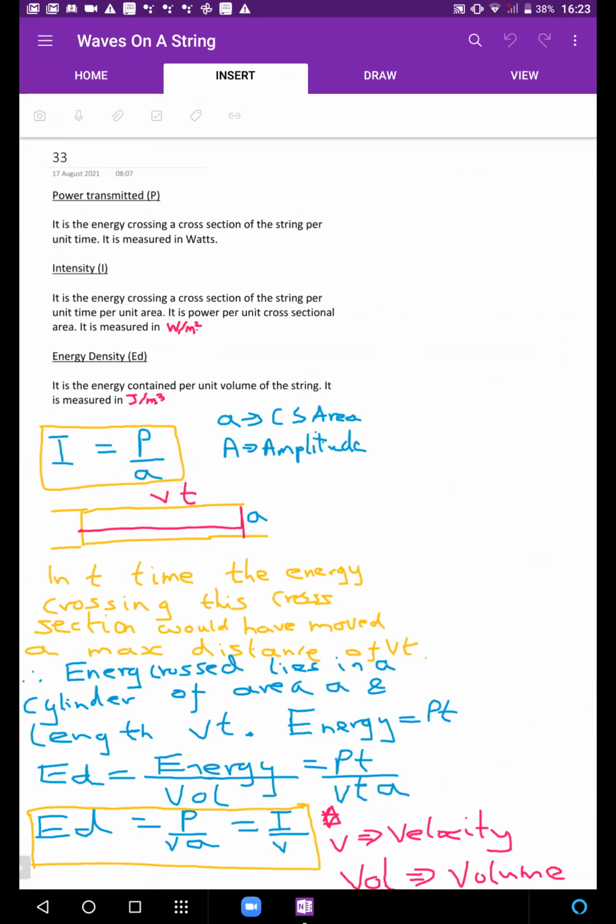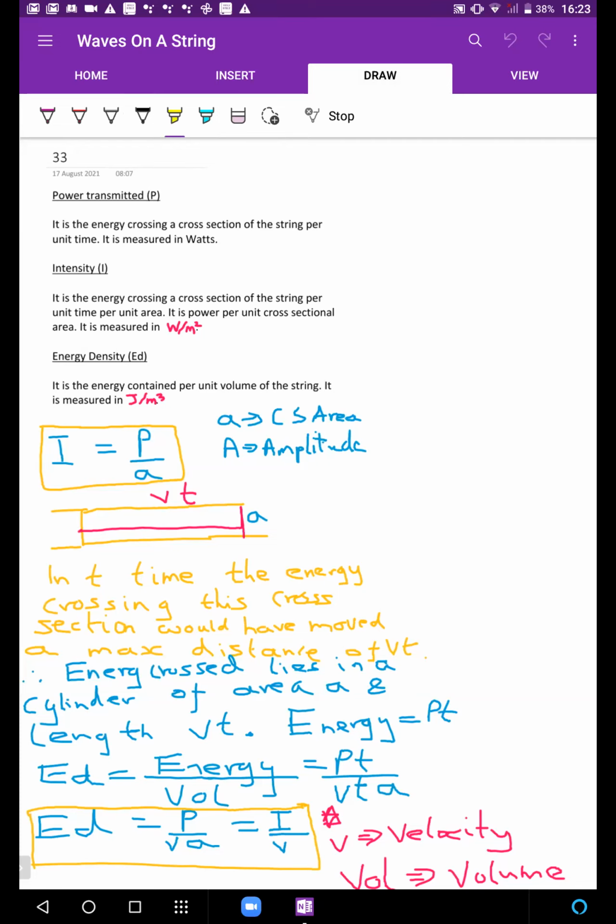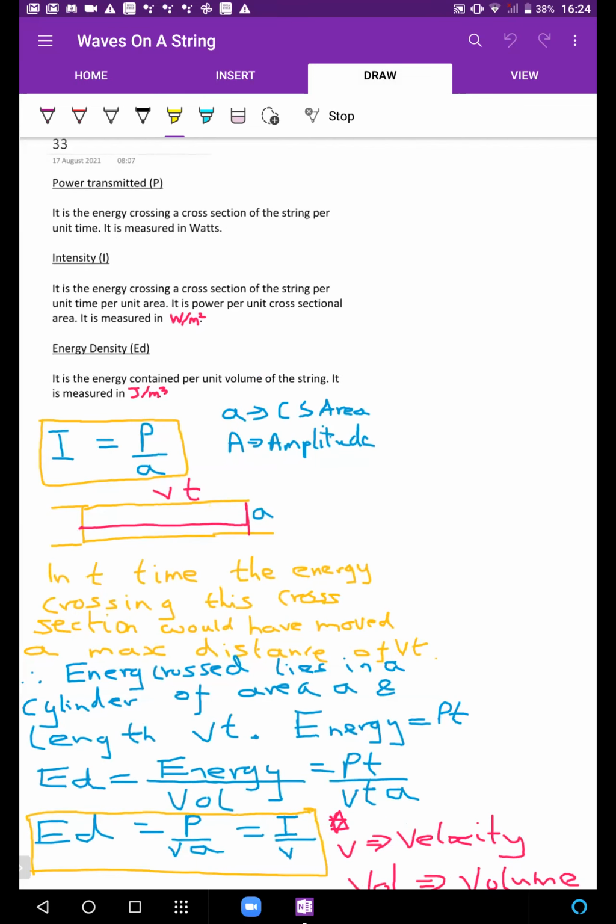Power transmitted, power is energy per unit time, intensity is energy by area by time, and energy density is just energy by volume. Power, intensity और area के बीच में relation ऐसा आएगा, I is P by A. ठीक है, always be aware of that derivation.